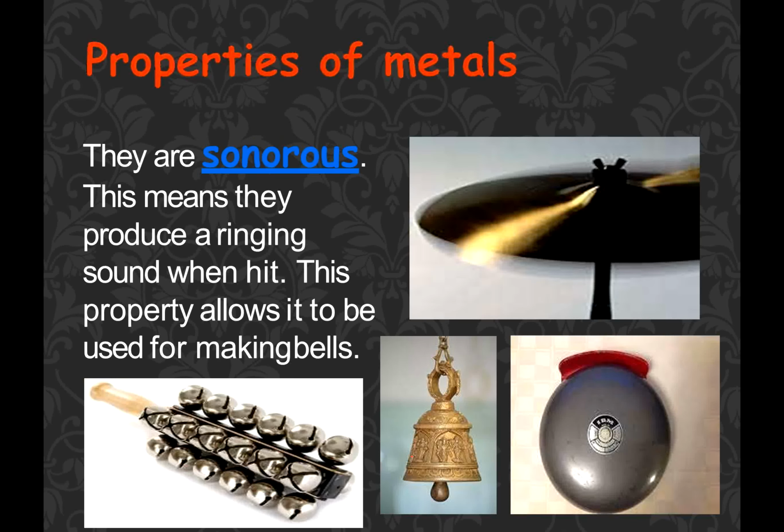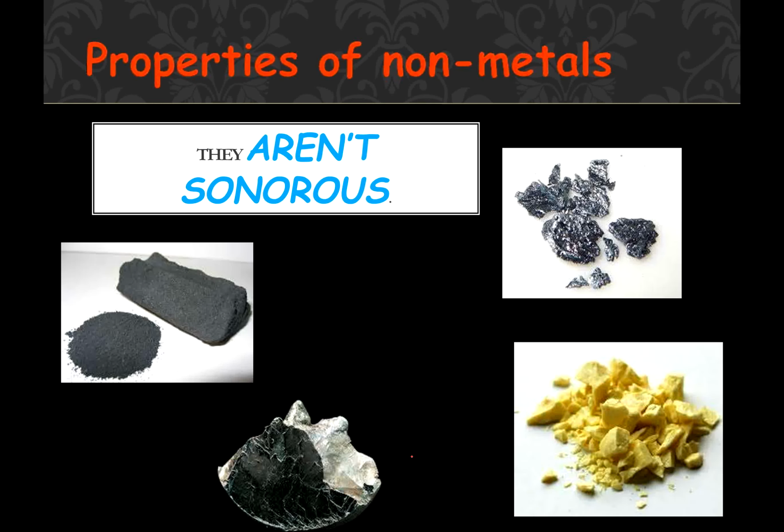Next property is sonorous. Sonorous means they produce a ringing sound when hit. When you go to a temple, or you can just check any metal, you can take a spoon and hit a bowl of steel, and this will produce a ringing sound. This property is used to make bells, and this is sonorous. So metals are sonorous. On the other hand, if you think of the pencil lead, or the wood, or the pan's plastic handle, if you hit them, they will not produce any ringing sound. So they are not sonorous.